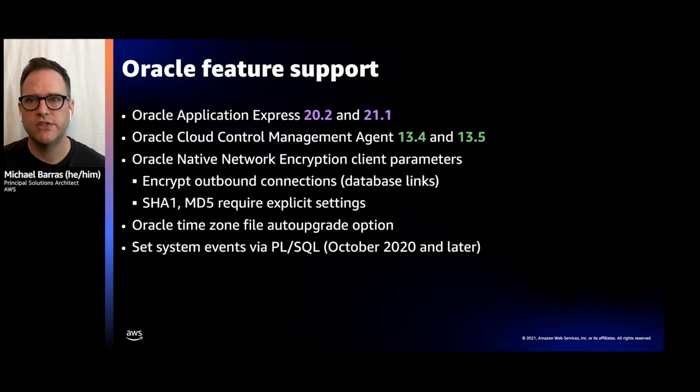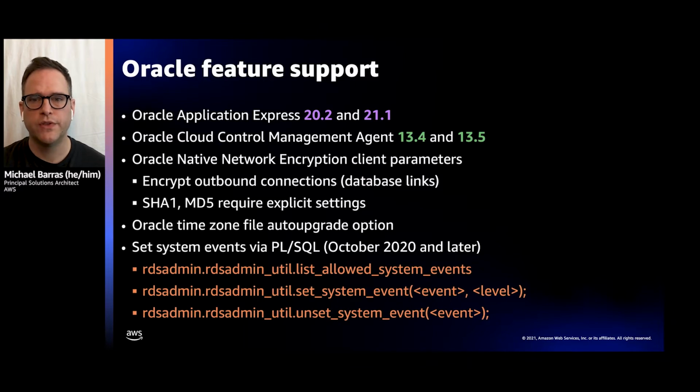RDS customers manage database parameters using RDS parameter groups, but these don't support the special case of the events parameter. This parameter is generally used to enable system-wide diagnostic tracing of a particular ORA error, generally at the request of Oracle support. With these new procedures in the RDS admin util package, you can now run alter system set events commands. Usage details and the list of allowed system events are covered in our documentation.